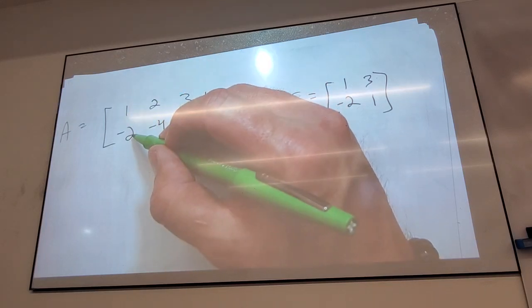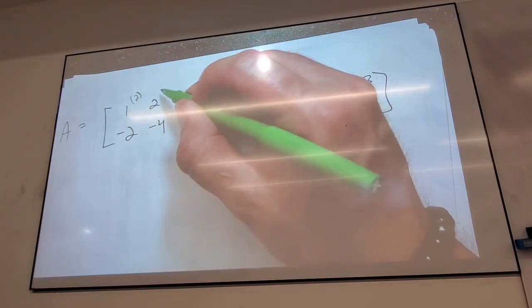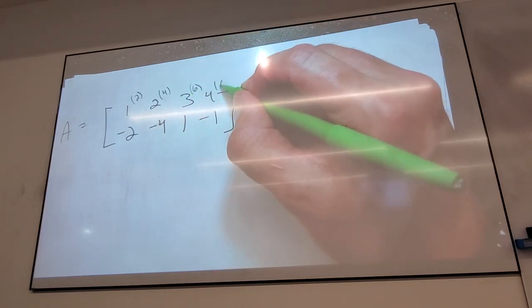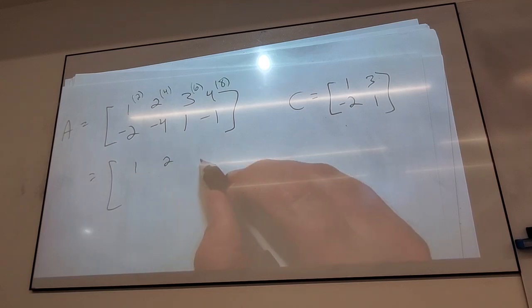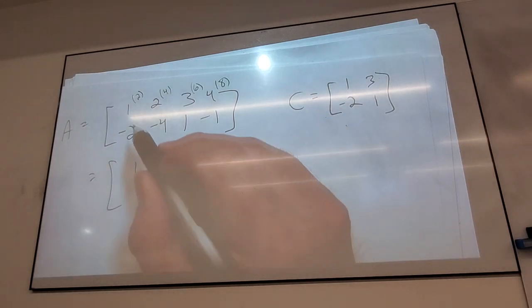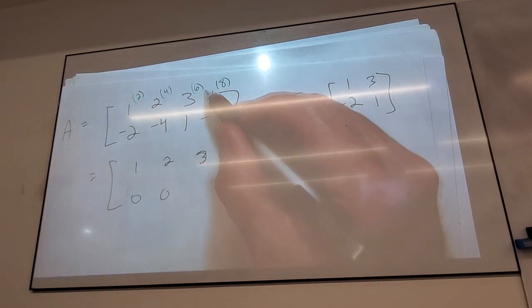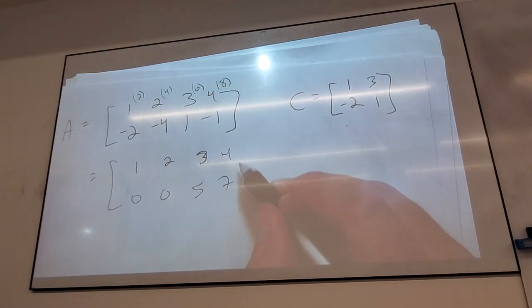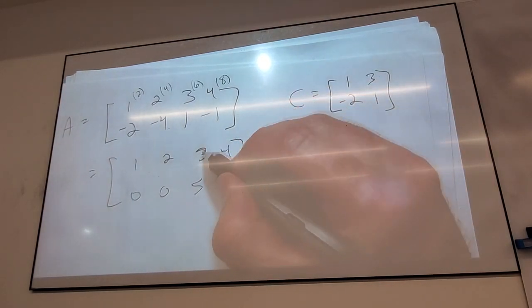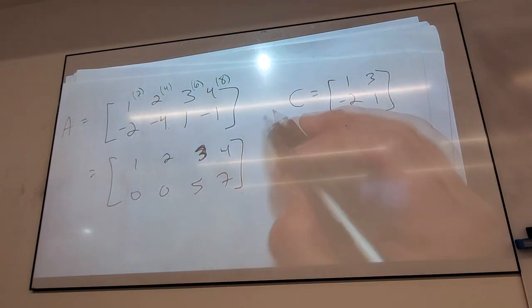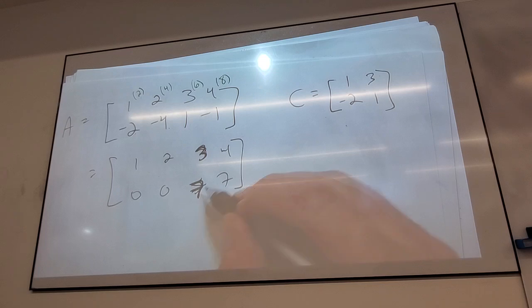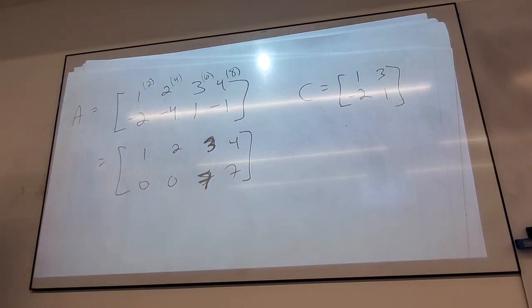So you can add it to kill this one. Multiply by 2. I like it. And now you see we get a 2 here. So the first stays the same. And then 2 minus 2 is 0, 4 minus 4 is 0, 6 minus 1 is 5, 8 minus 1 is 7. Did I do this wrong? 6 plus 1 is 7. Yeah, that's better. I'm not good with numbers.